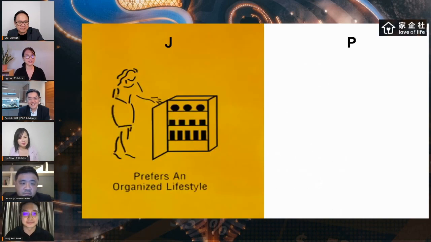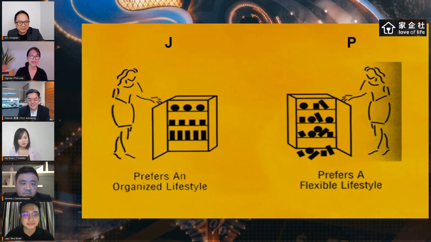So in short, J prefers an organized lifestyle. It's very interesting when we go on trips, because normally in a hotel we have two trainers staying in the room. If I am with a J trainer, when they open their luggage, you can see everything is very organized: panties, a shirt, and the pants. Very structured. But when you see the P people open their luggage, everything is everywhere. You cannot differentiate where is the shirt, where is the underwear.